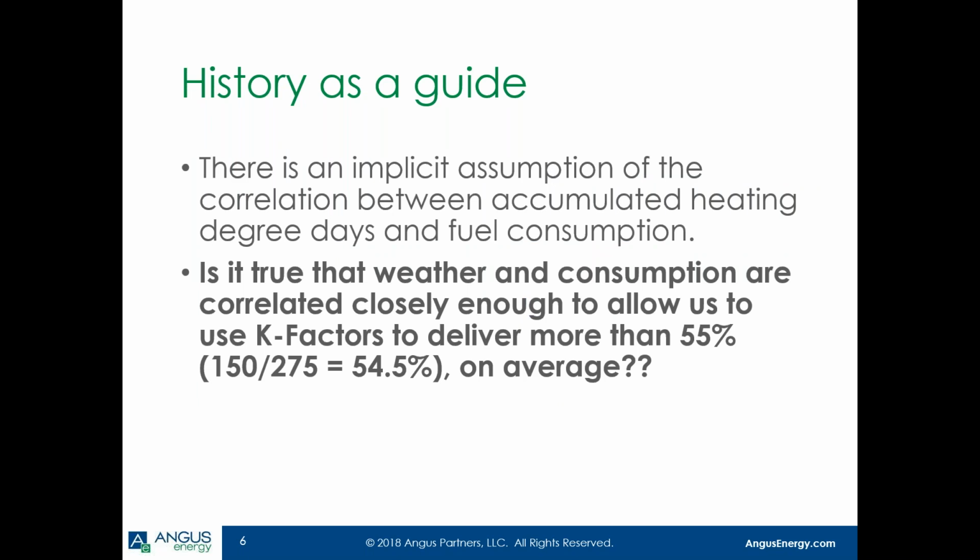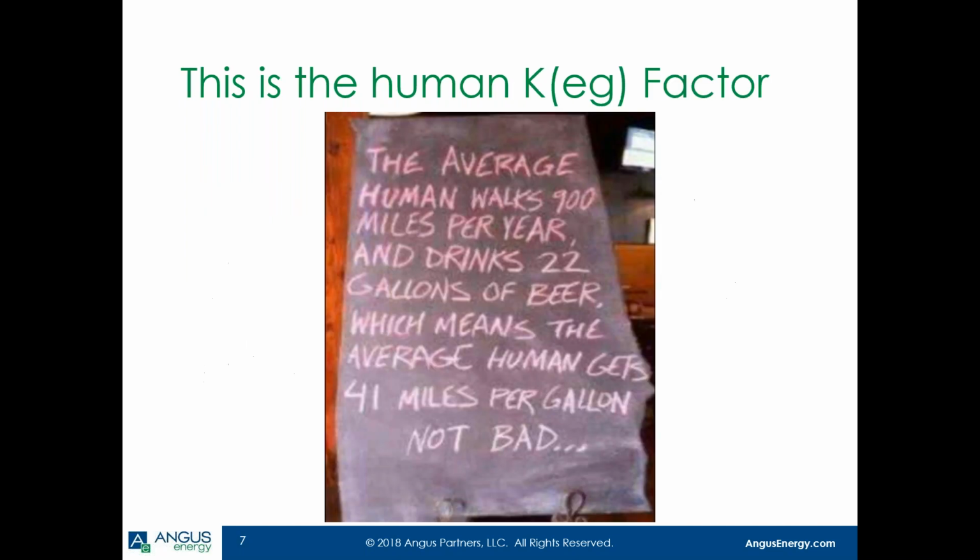This is one of the things that Angus has been working on right now, that it doesn't necessarily hold true. Is it true that when weather and consumption are correlated closely enough to allow us to use K factors to deliver more than 55%, right? Typically 150 into 275. So if that is true, then why are we only delivering that 55%? There obviously is some difference between the degree days and fuel consumption, and that's what we're going to spend most of the time on. What are our issues?